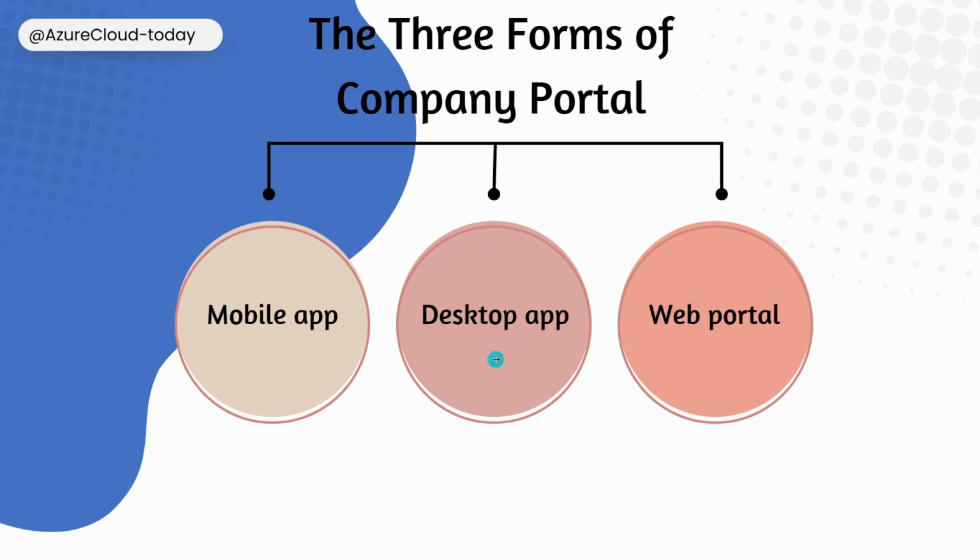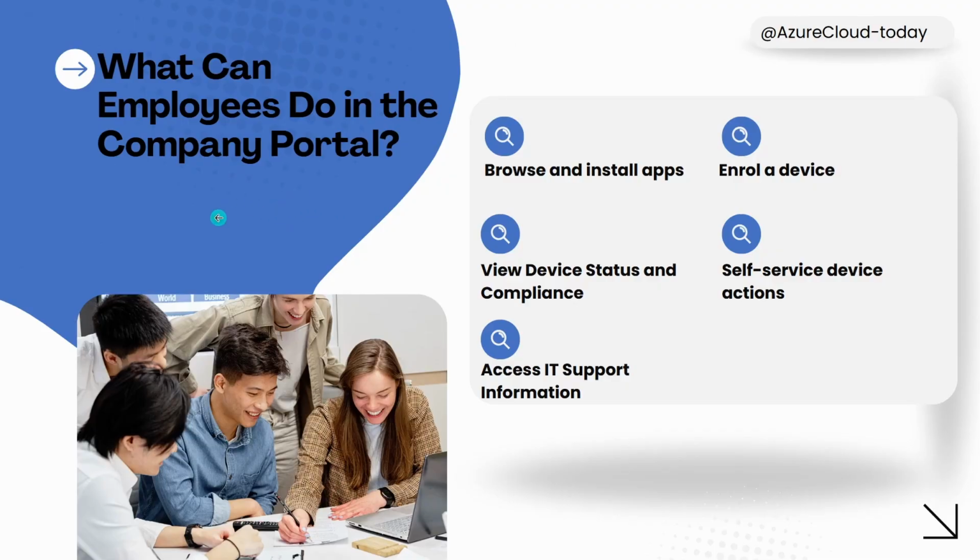Second is the desktop app. On Windows, this can be downloaded from the Microsoft Store itself. Third one is the web portal, or a browser-based version, that employees can access from any device by going to portal.manage.microsoft.com.